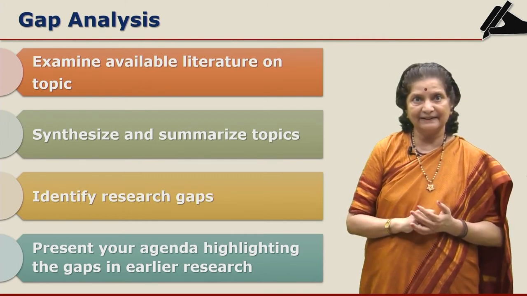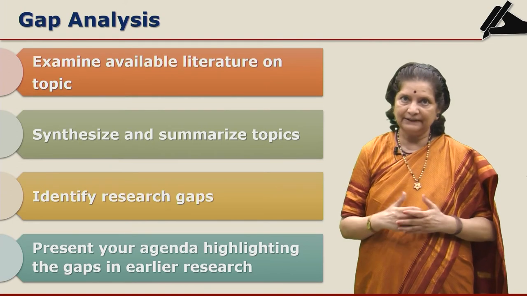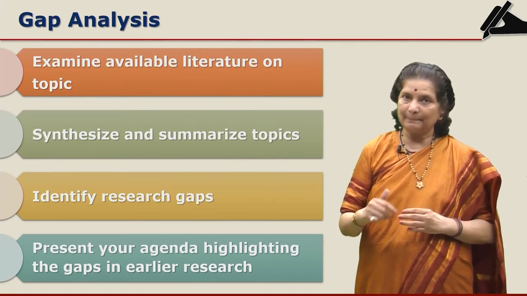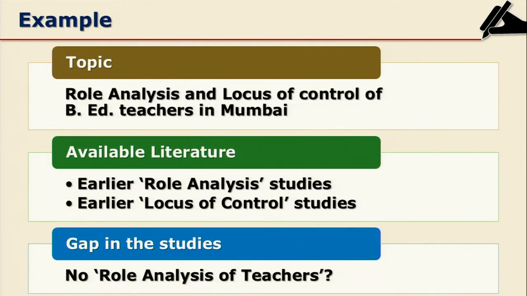Once this gap is identified, it will give you your own focus, and then you can present your own agenda, highlighting the gaps in the earlier literature and justifying the reason for the topic that you have selected for your research. Let us take one example. If role analysis and locus of control of B.Ed. teachers in Mumbai is the topic decided by you, then there may be ample studies done on role analysis of managers, bank officials, etc. This you have found after going through the available literature. But there may be no study on role analysis of B.Ed. teachers. So this is a result of gap analysis in your literature review.